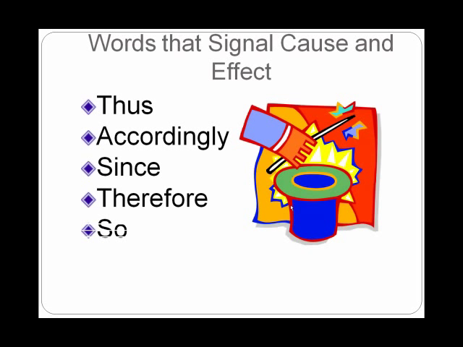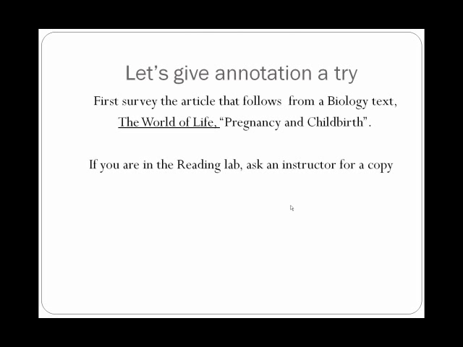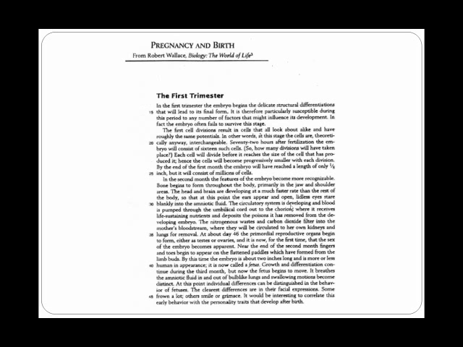Let's give annotation a try. First, survey the article that follows from a biology textbook, The World of Life, Pregnancy, and Childbirth. If you are in the reading lab, ask the instructor for a copy of the article. You may pause the tape at any time to have a longer period to look over the article. The first trimester, the second trimester, the third trimester.